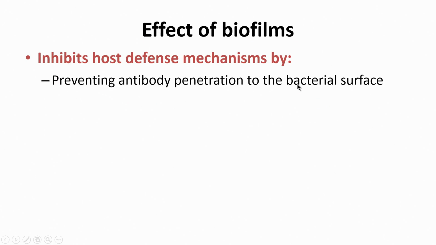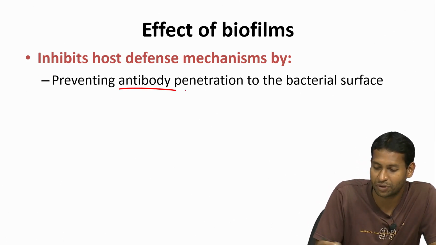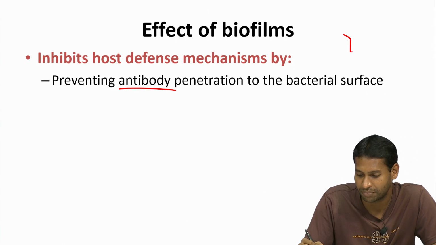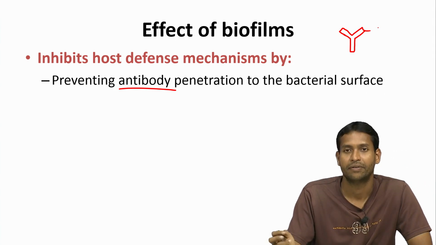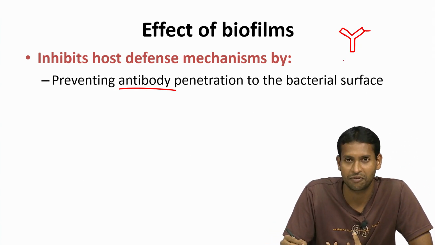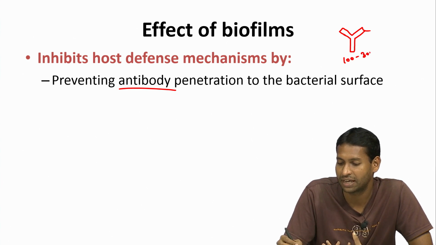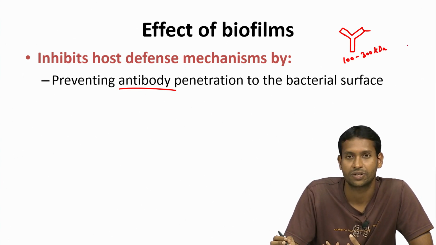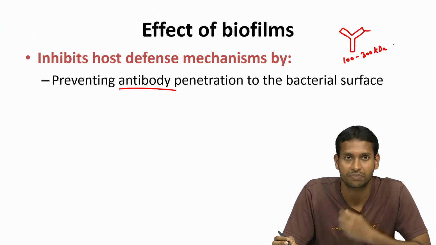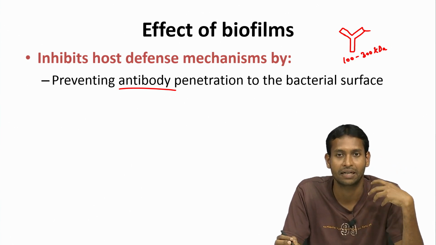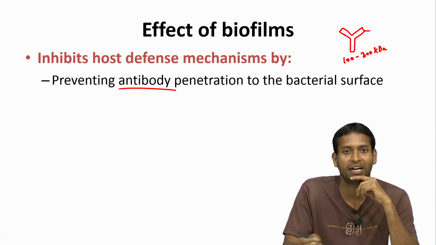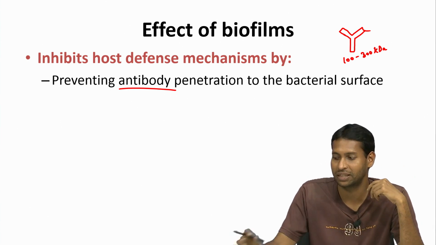So, what are the different effects of biofilms? First is of course, as we have discussed in a few slides now, that it inhibits the host defense mechanism. It can prevent antibodies from penetrating. We know that an antibody is a fairly large molecule, anywhere between 100 to 300 kDa. So, it is not able to penetrate through this slimy layer, and this is one of the major mechanisms the host uses to detect bacteria and get it cleared from the system through immune cells, but if the antibody can't even go through, then immune cells are not able to go through either.